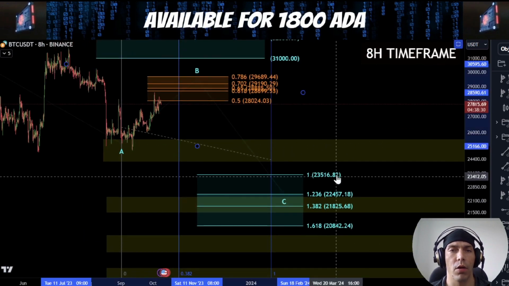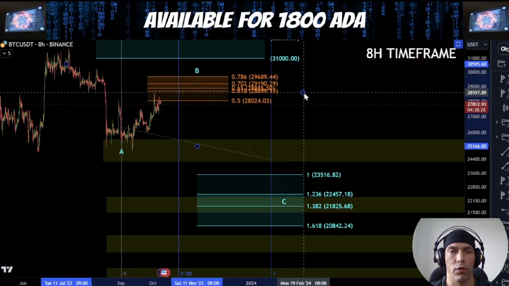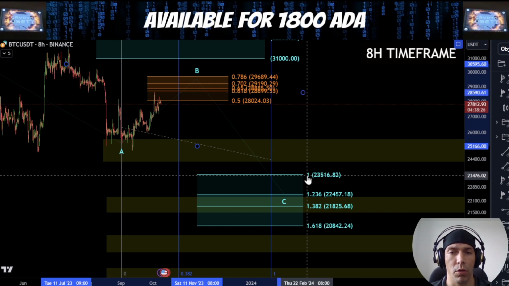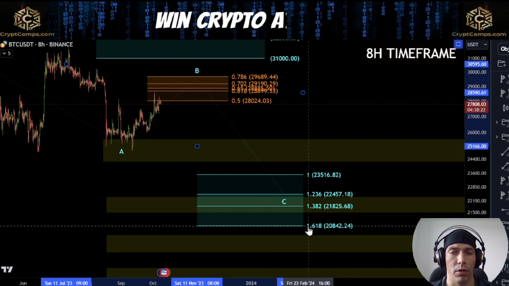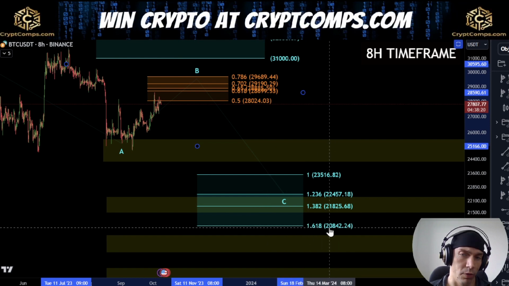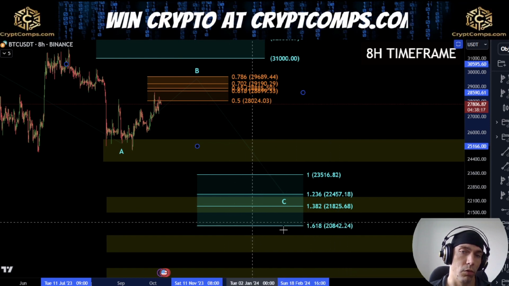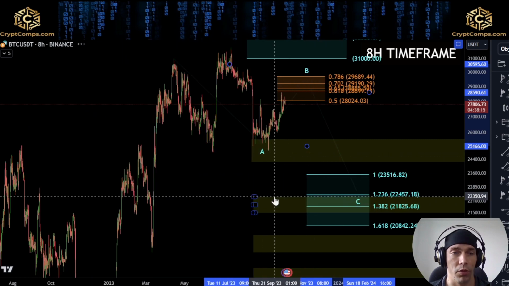Now, depending on how high we come here, this will change this target off of our current high here. 1-to-1 would actually be 23,516, and then we have all the way down to this 1.618 here at this 20,842. This would be a zone I'd be looking for potential reactions.